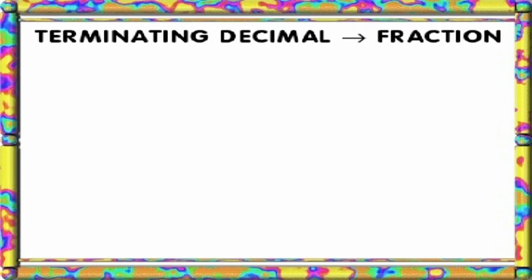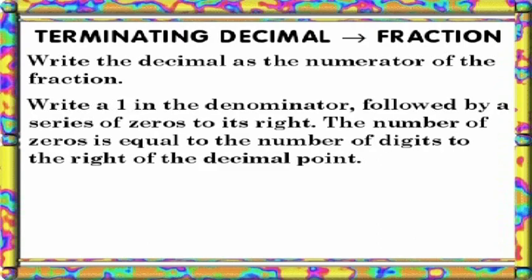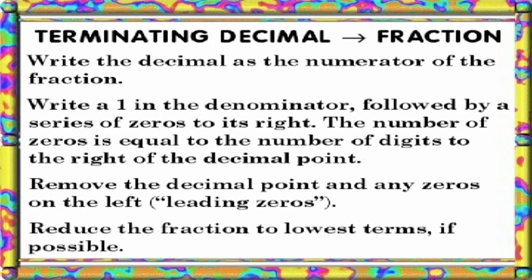Terminating decimal to fraction. Write the decimal as the numerator of the fraction. Write a 1 in the denominator followed by a series of zeros to its right. The number of zeros is equal to the number of digits to the right of the decimal point. Remove the decimal point and any zeros on its left, leaving zeros. Reduce the fraction to lowest terms if possible.